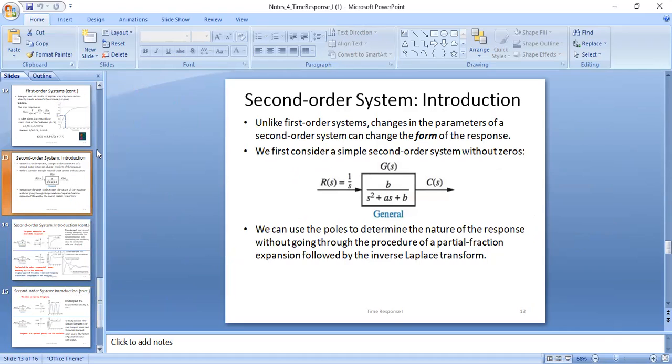Now moving on to the second order system. Second order system means what is your order? You have S square. So here you can see that this is your second order system.